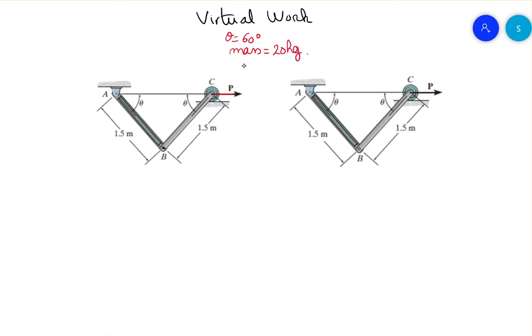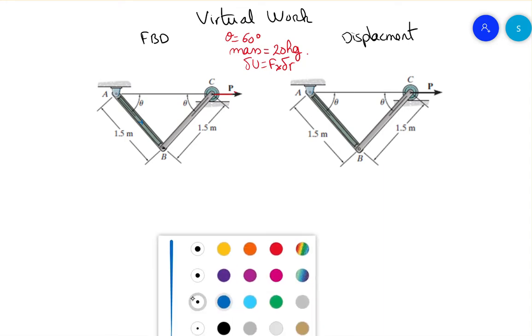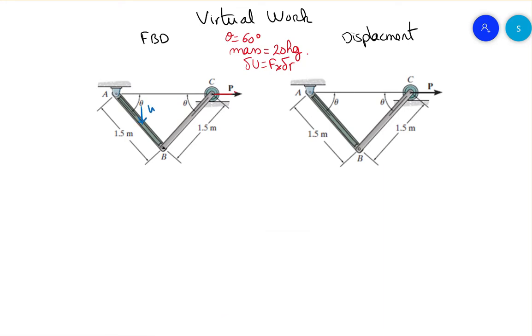Okay, so because delta U is equal to F times delta R, I will do on the left the free body diagram with the forces, and on the right the displacement diagram. On the left I have the weight on both links, in the middle at G, let's call them G1 and G2. And for the forces at A, it's a pin connection, so I have AX and AY.